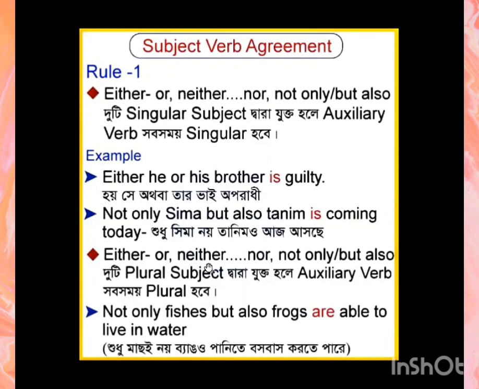Either/or, neither/nor, not only/but also with a plural subject takes an auxiliary verb. Not only fishes but also frogs are able to live in water. So again, you can see not only fishes, we are talking about the fishes, and we are also talking about the frogs. So here we have used are because fishes is plural and frogs is also plural.